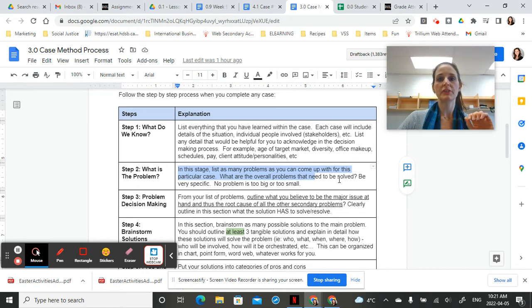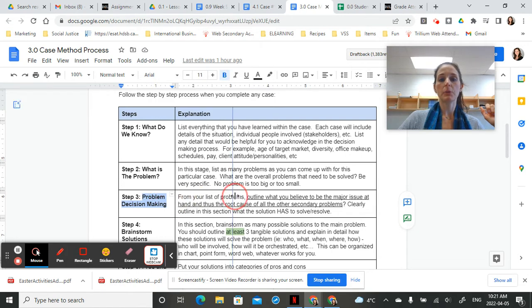Don't focus on trying to figure out the number one major problem. That's the next step. You want to list all of the problems first. Again, in this section, organize it how your brain works. Word web, word wall, point form, table, charts, whatever. Okay? And the third section, problem decision making.